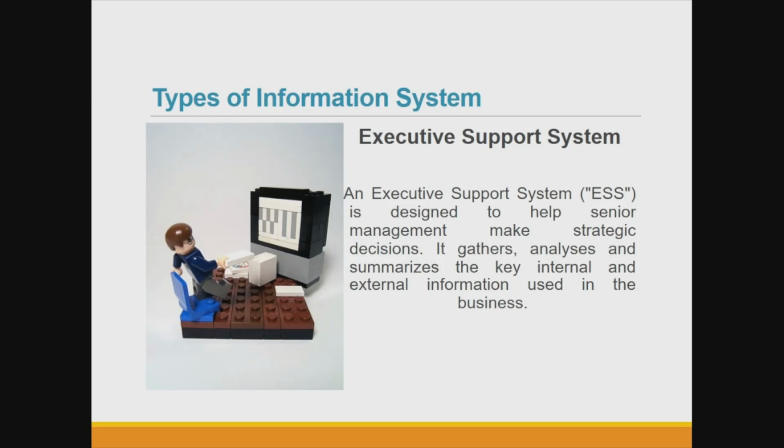Okay, next we go for the types of information system. The first type is the executive support system. This part is under the management. The executive support system, ESS, is designed to help the senior management make strategic decisions, and it gathers, analyzes, and summarizes the key internal and external information used in the business. So at the level of management, with the executive support system, they can make strategic planning decisions based on the support system.